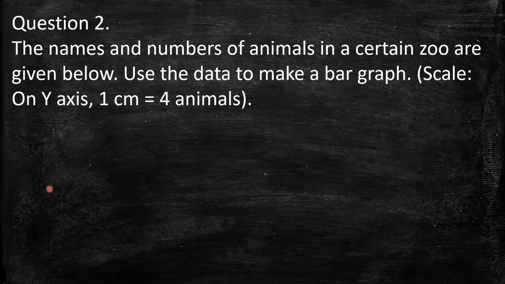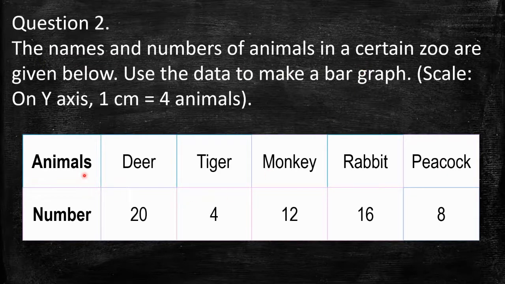Question number 2. The names and the number of animals in a certain zoo are given below. So here you can see animals' names and numbers. Use the data to make a bar graph. So here the animals: deer, there are 20 deer, tiger 4, monkey 12, rabbit 16 and peacock 8. So using this data we have to draw a bar graph.